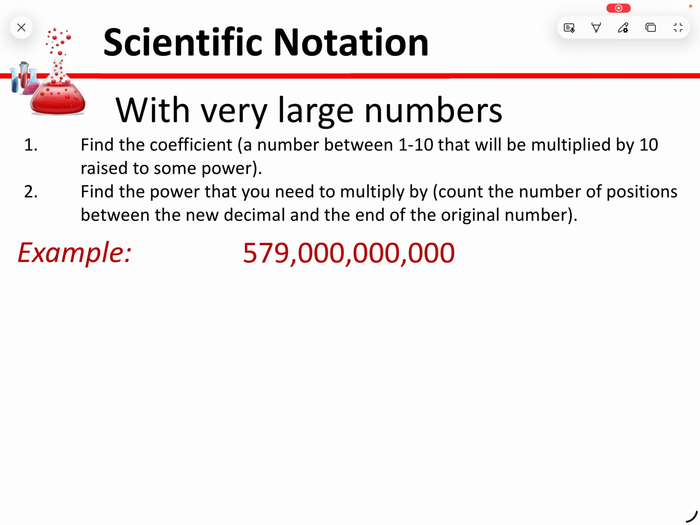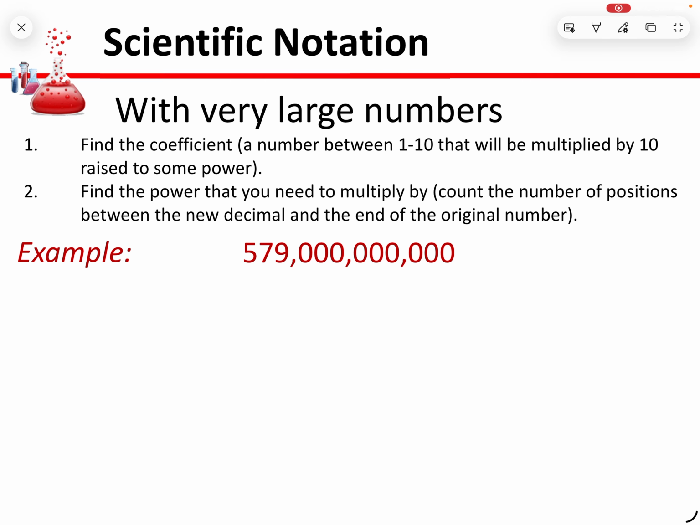So let's take an example. So if we have this very large number, right? I don't even know, million, billion, 579 billion. That's a lot, right? So this would be very hard to work with in the lab because it's a giant number and you'd be putting in a lot of zeros. Easy to make mistakes on a calculator if you're doing a math problem like that. You might miss a 0 and then your answer will be off, right?